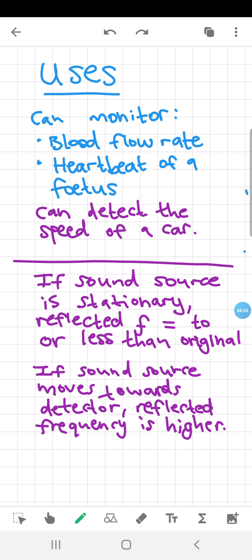Like, if you are emitting a sound of 50 hertz to somebody, and they are moving away from you, and they have to now reflect that sound, the sound they're going to reflect back to you is going to be softer than the one that you had initially emitted. So that's basically what I explained here. Sound source is stationary, reflected frequency is equal to or less than the original. If the sound source moves towards the detector, then the reflected frequency is going to be higher.